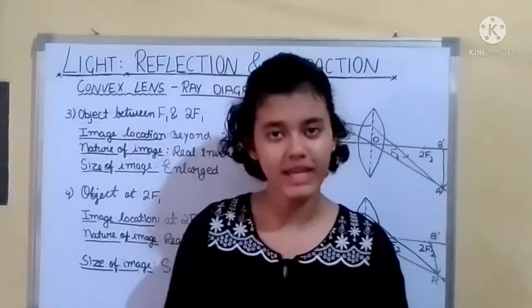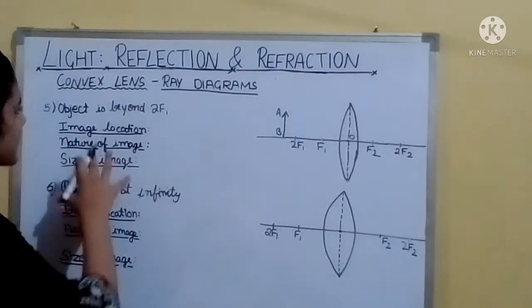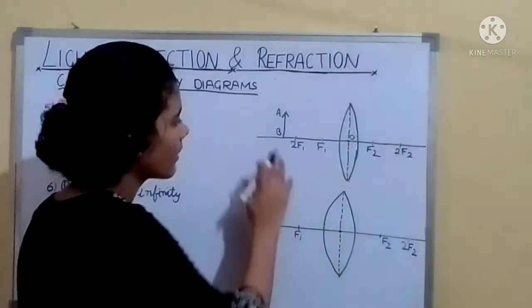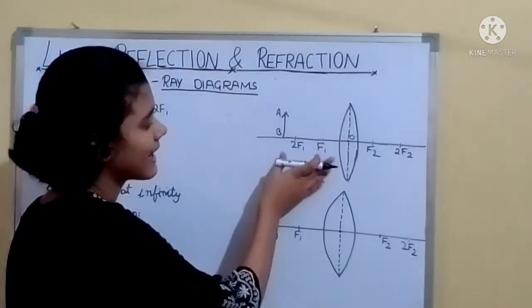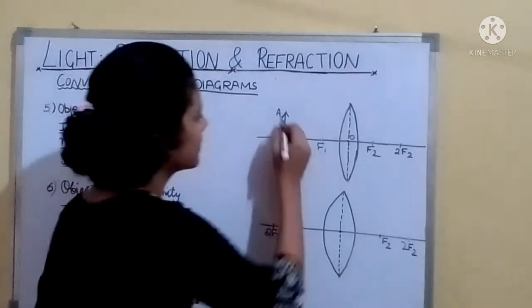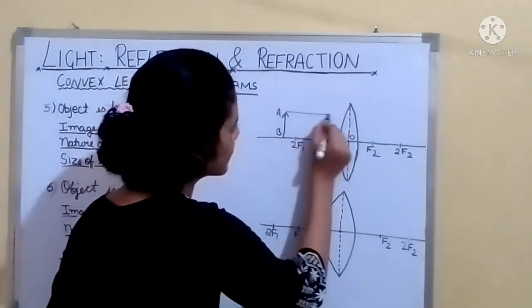Let's move to the fifth case. Now the fifth case, the object is beyond 2F1. So now the object is over here, neither at F1 nor at 2F1, it's beyond 2F1. So the incident ray will go like this.